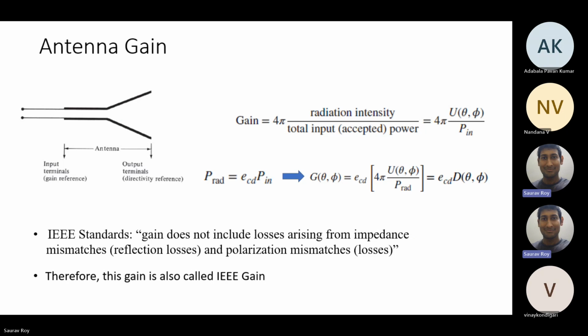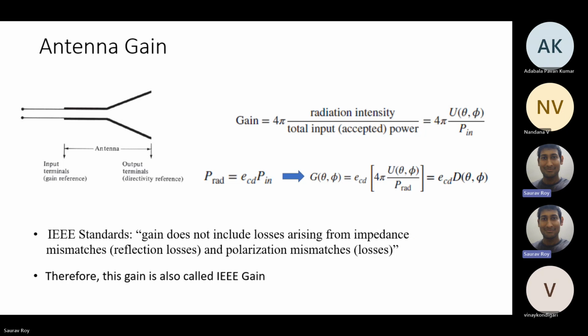And for the directivity, we are referring to the output terminal of the antenna. So what power was radiated from the right hand side, and the left hand side sees how much power is input. And in the antenna, we have the losses due to conductive and dielectric losses. So that's why P rad is ECD multiplied by P in. Okay. And further we have G equals ECD given by 4 pi.